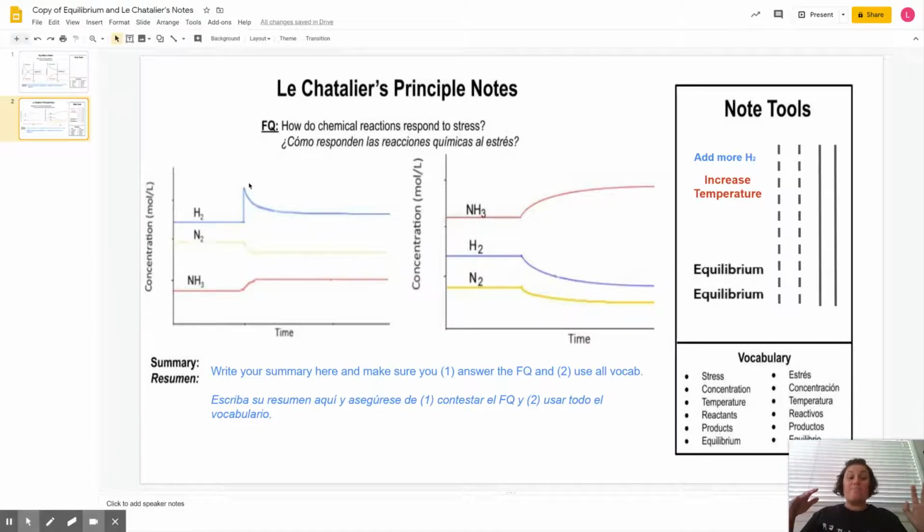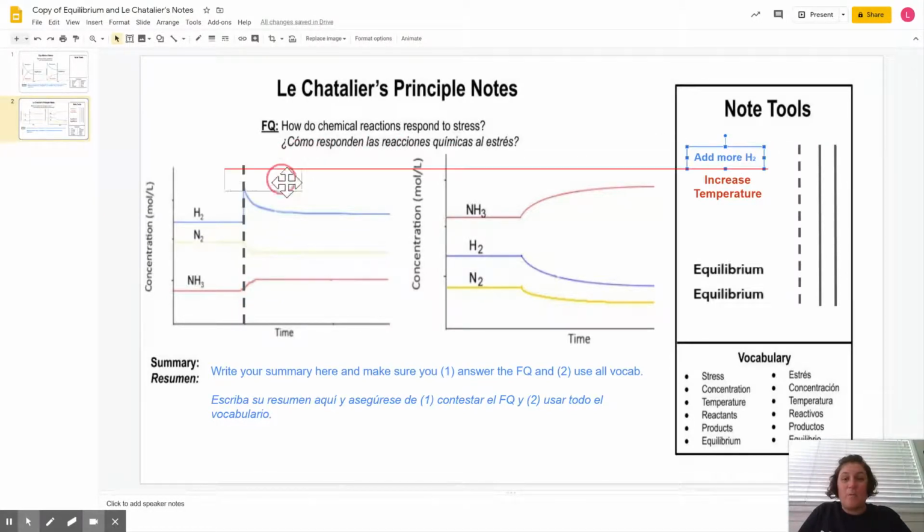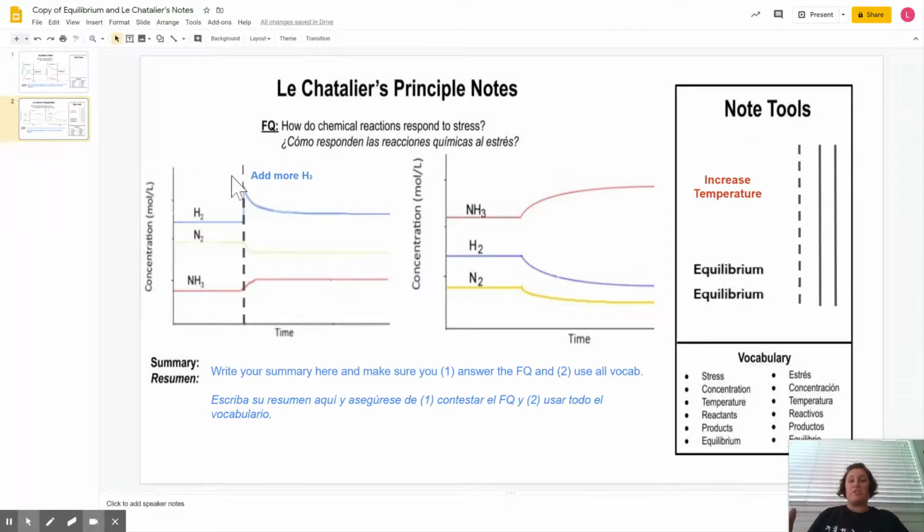Now that really stresses out a chemical reaction because now there are more molecules in the same place. Now things are getting kind of squishy, okay? So this reaction right here, I've stressed it, okay? So around this point, what I did was I added more H2, okay? And I made it very, very squishy.